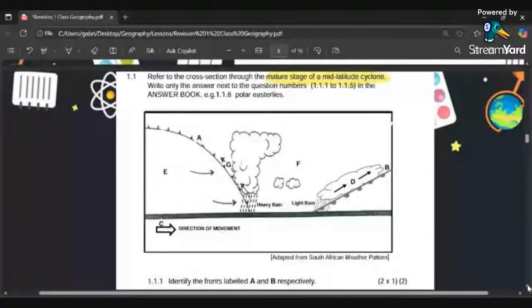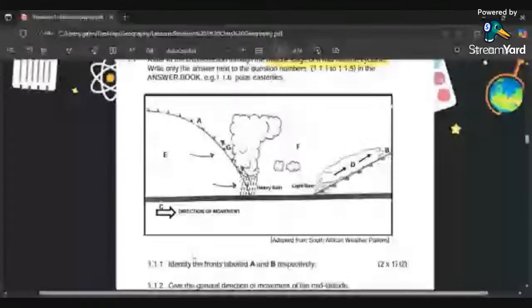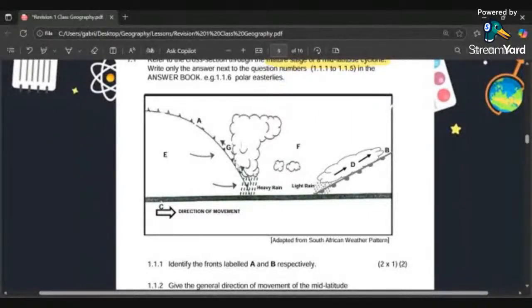It says 1.1.1, identify the fronts labeled A and B. We said A is your cold front and B is your warm front. So that will be your answers. How do you see your cold front? It is sort of curved with those spiky things. We know that that is a cold front, and then your warm front will be a straight line that starts from the ground, and it will consist of those round features. So that is a warm front.